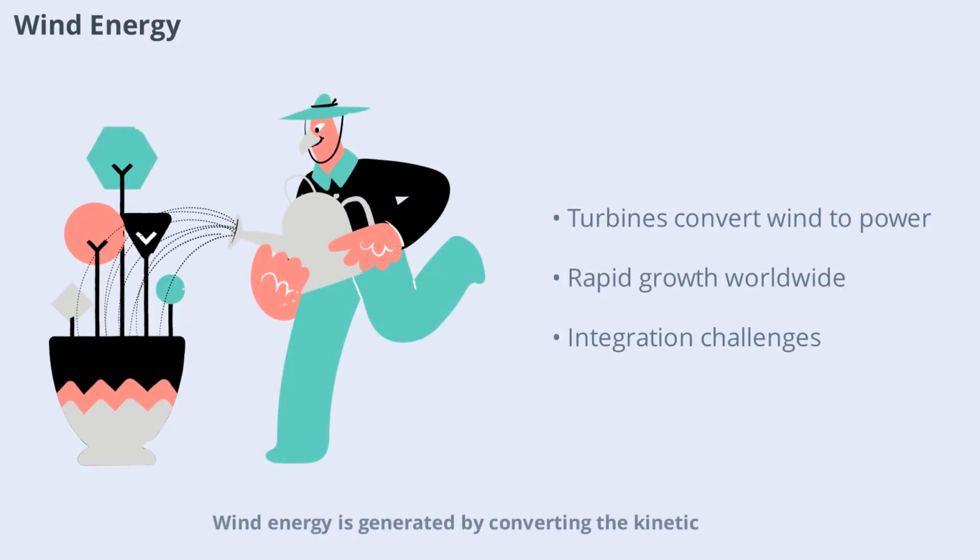Wind energy is generated by converting the kinetic energy of moving air into electricity using turbines. It's a rapidly growing source of renewable energy, especially in regions with strong, consistent winds. Wind farms can be built on land or offshore, and advances in turbine technology are making wind power more efficient and affordable. However, wind energy can be intermittent and requires careful planning to integrate into the grid.